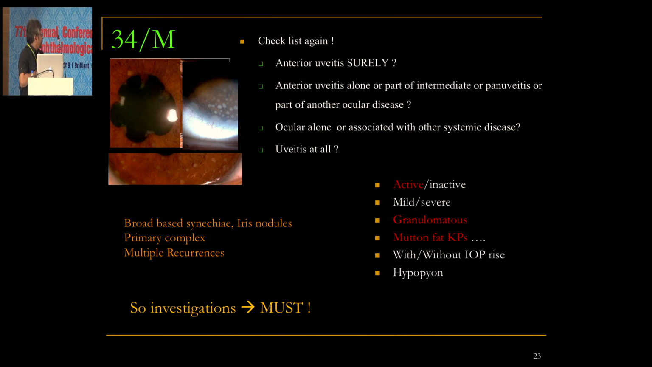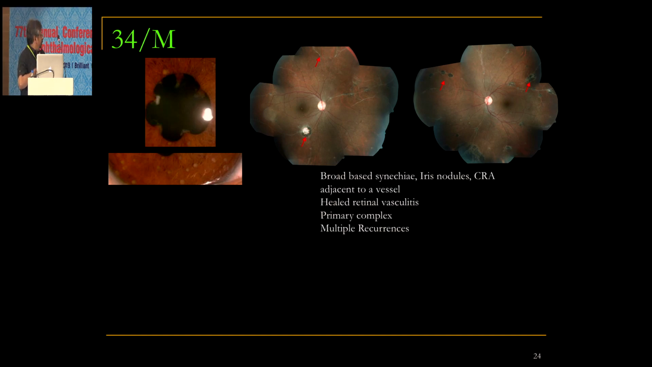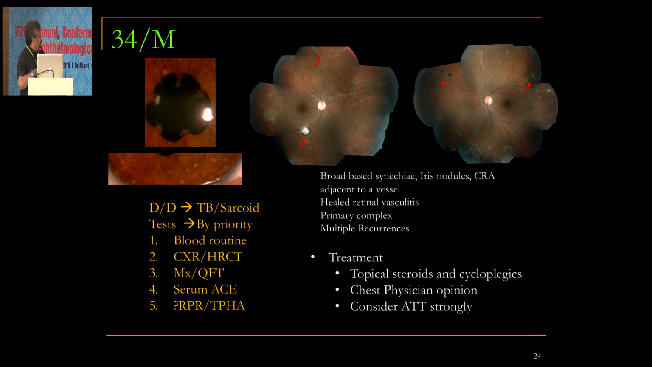Okay. So investigations is a must. In this patient, there was also CRA adjacent to a vessel. So these are indicators of probably a tuberculous etiology. Investigate for the same and treat.